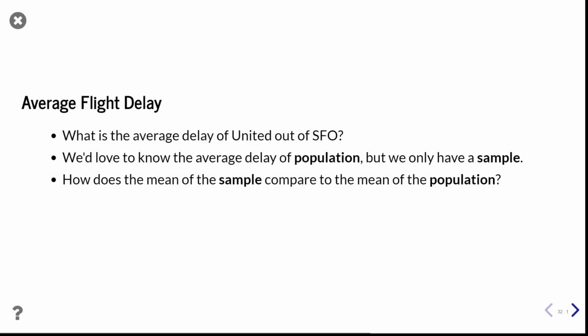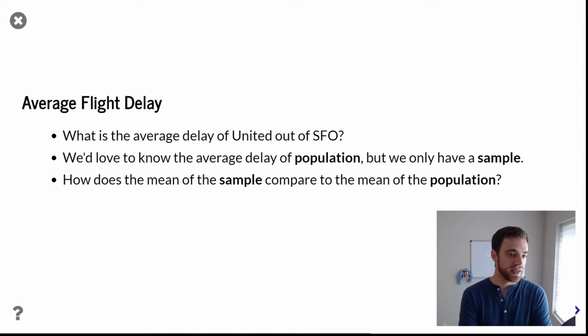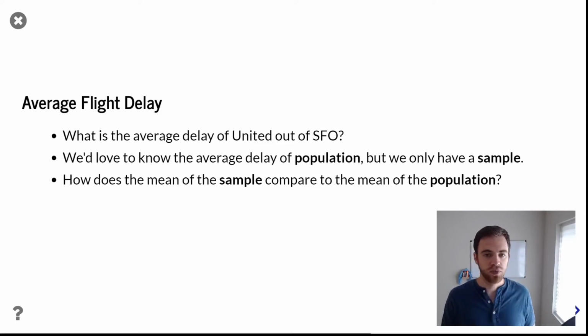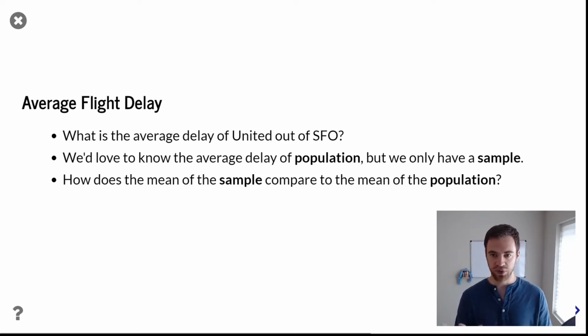Suppose we're interested in a very basic question: what is the average delay of United out of San Francisco? To answer this question, it would be awesome if we knew the population distribution, if we had all of the information from United. Then we could say the average delay is this, because we could exactly calculate it, right? But we don't have all of that information.